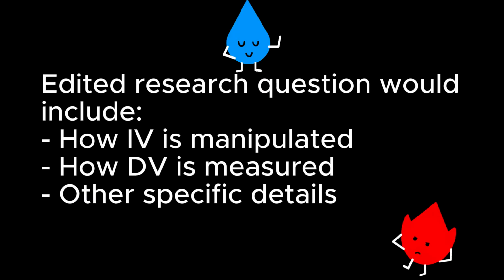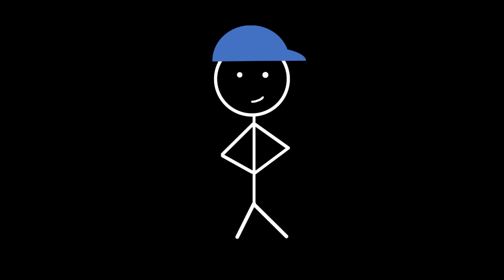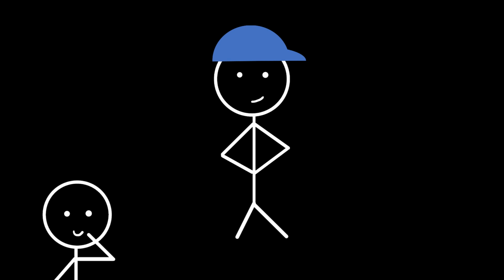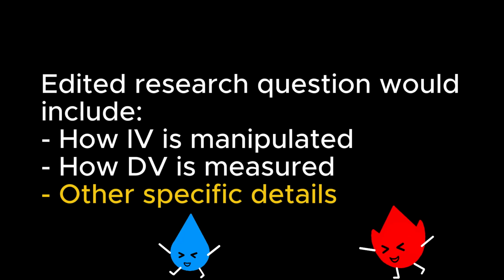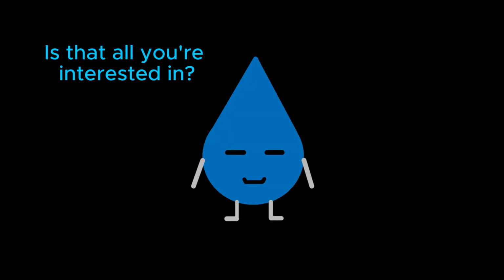So an edited version of the research question would include how the independent variable is manipulated, how the dependent variable is measured, and any other specific details, such as the type of coffee. When in doubt, ask your supervisor to help you refine it. Cool. Any questions? Are there any shortcuts to the EE?